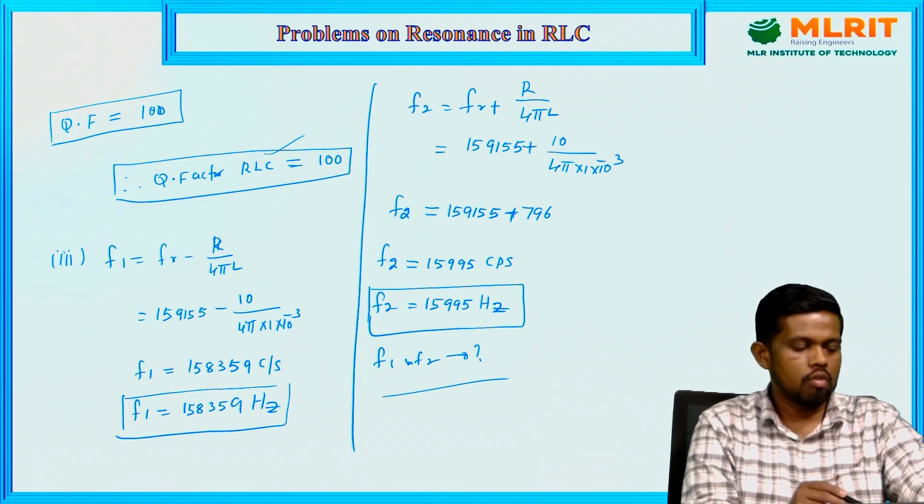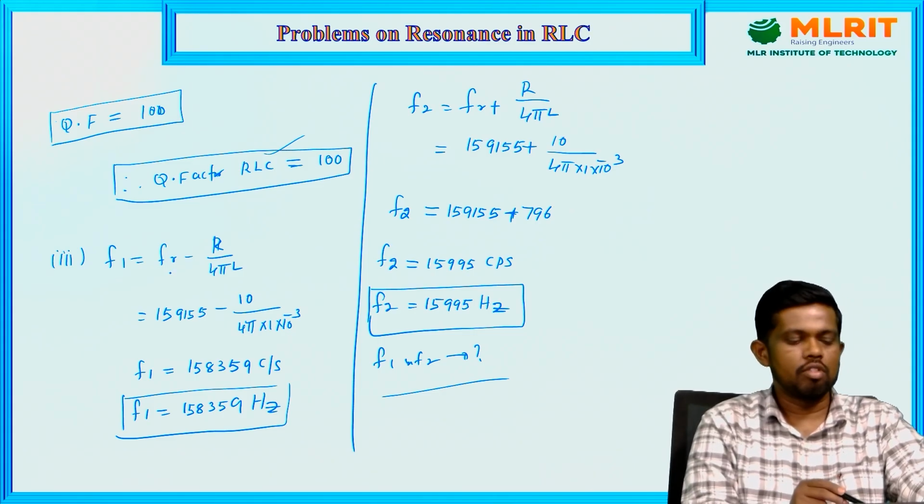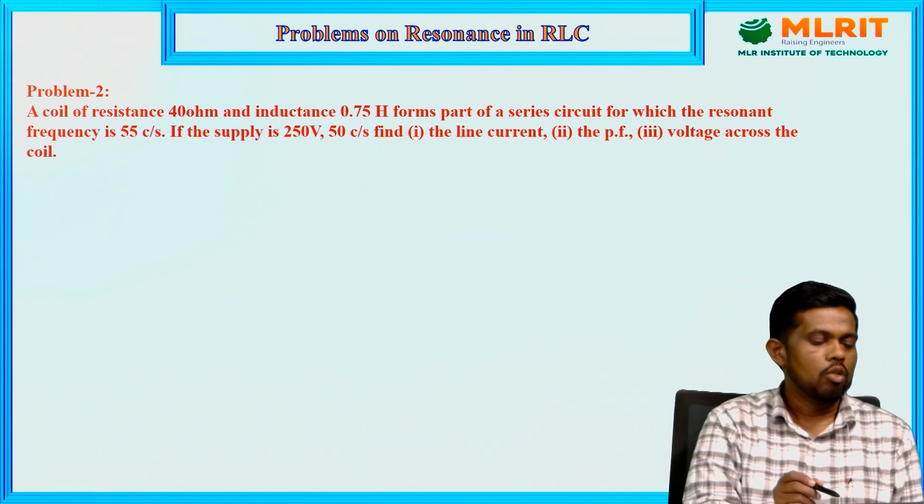Then after that, we needed to find the half power frequencies, that means the F1 and F2 values. So this is the end of the whole problem. Next we need to discuss one more problem based on the resonance condition only. So there is problem number 2.